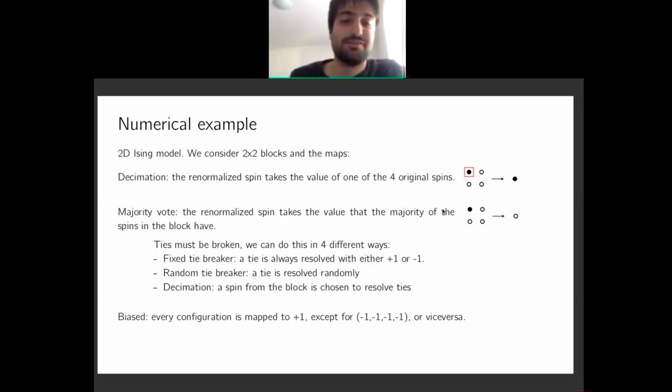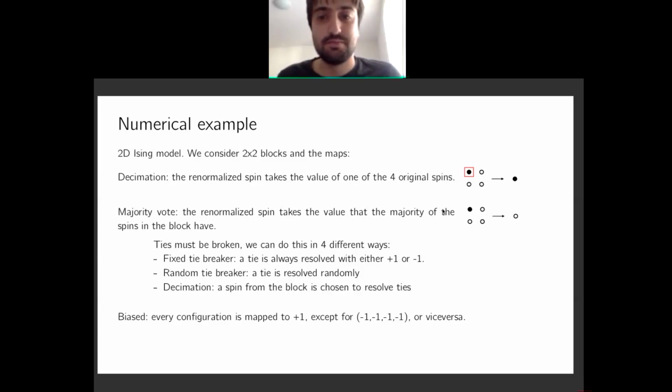Or there is this last kind of, let's say, a bit stupid map, the bias map, where every configuration is simply mapped to +1, except for the -1, -1, -1, -1 configuration, which is mapped to -1, or vice versa, two versions of this map. Just to say that you can also pick maps that obviously should not work for the common sense renormalization picture. This would make absolutely no sense, but we want to see whether there is an information theoretic way to exclude them in some sense, whether they make sense from the RSMI or our point of view.